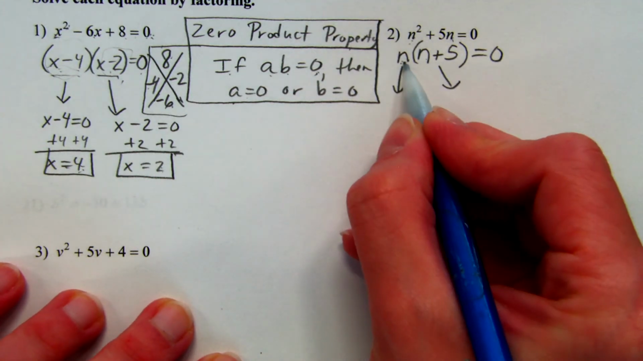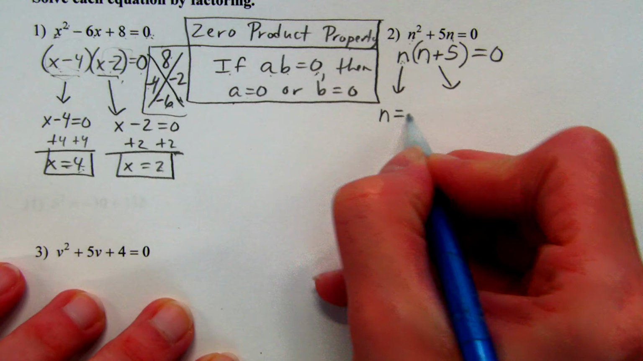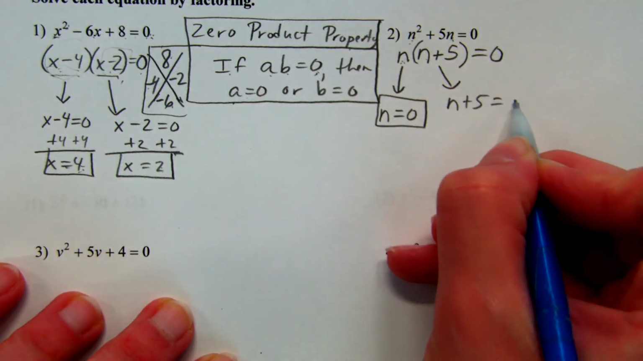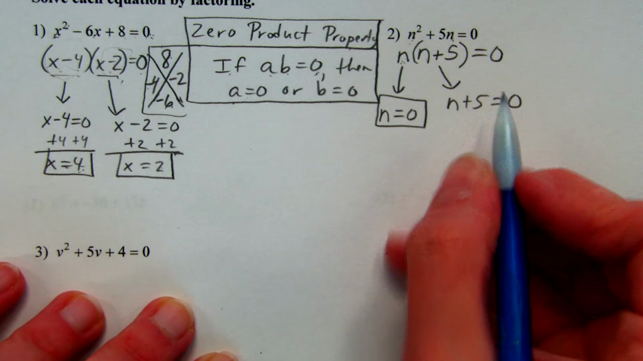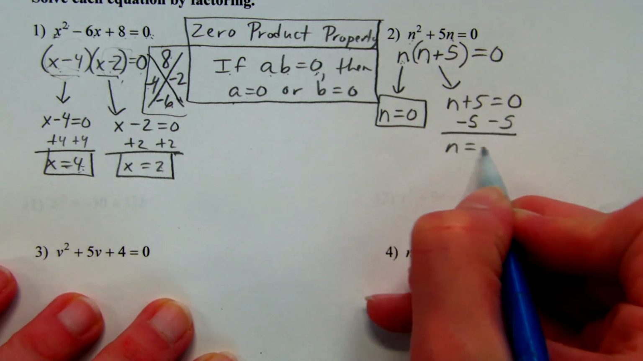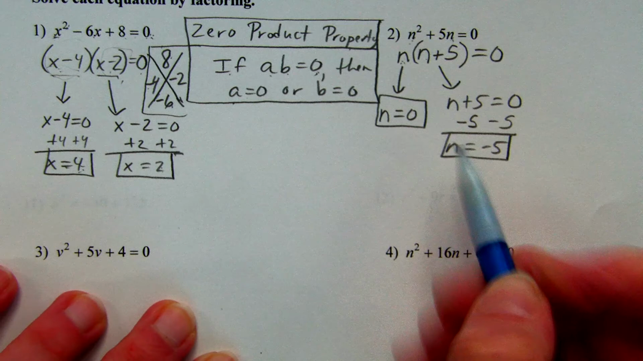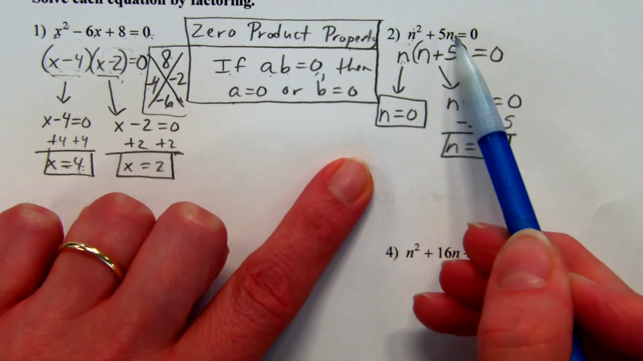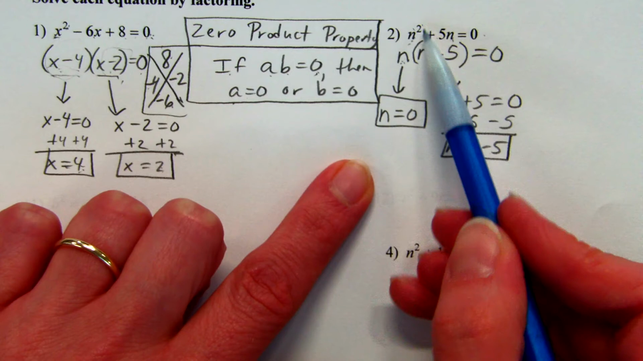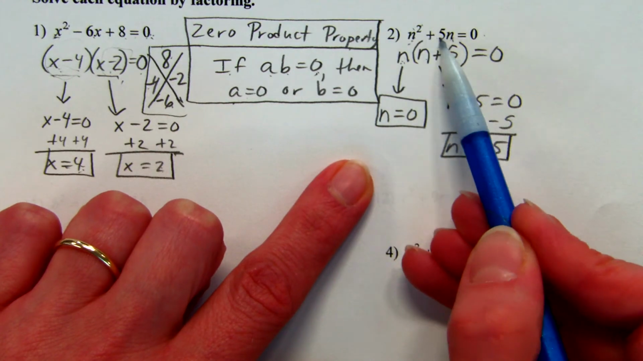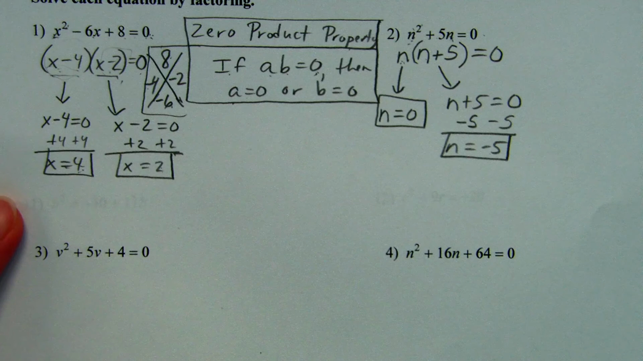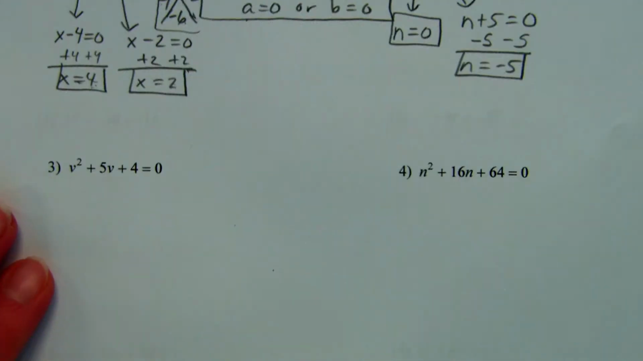On this one, there's not much to solve for. It's just n. So either n is 0 or n plus 5 equals 0, which would mean, if we solve it by subtracting 5, that n is -5. So if I put 0 in there, 0 squared plus 5 times 0 would be 0 plus 0, which is 0. If you put a -5, I would get 25 plus -25. It also equals 0. So both answers work.